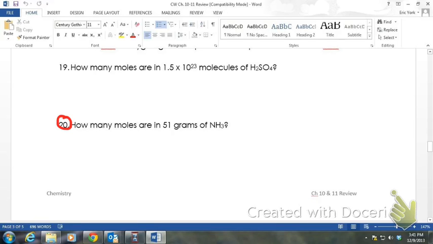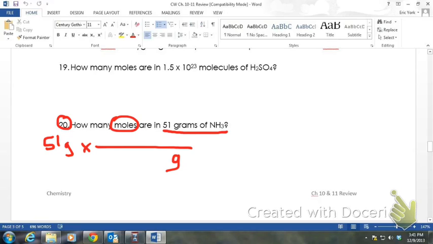Okay, next we have problem number 20. Similar problem. This time it gives us 51 grams of NH3, and it asks for moles. So we start with what we're given, which is 51 grams of NH3. Okay, we set up our conversion factor. We're going to put grams on bottom because that's what we want to get rid of. And the problem is asking for moles, so we're going to put moles on top.